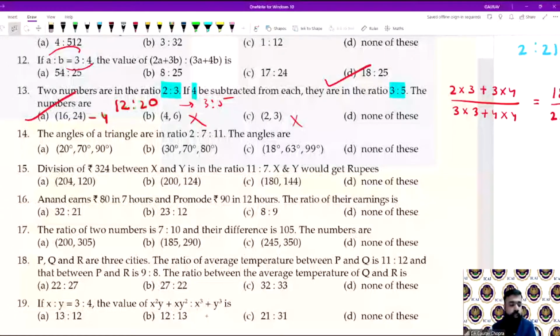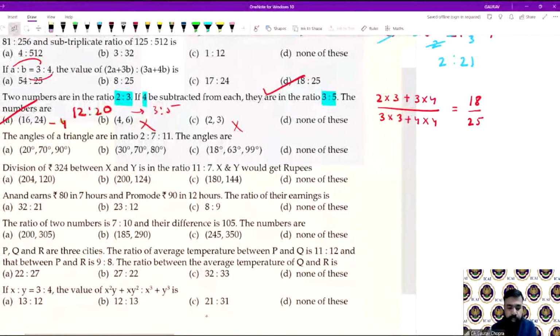Now the next one, the 14th. The angles of a triangle are in the ratio of 2, 7, and 11. Then we have to find the angles. So we can assume the values.